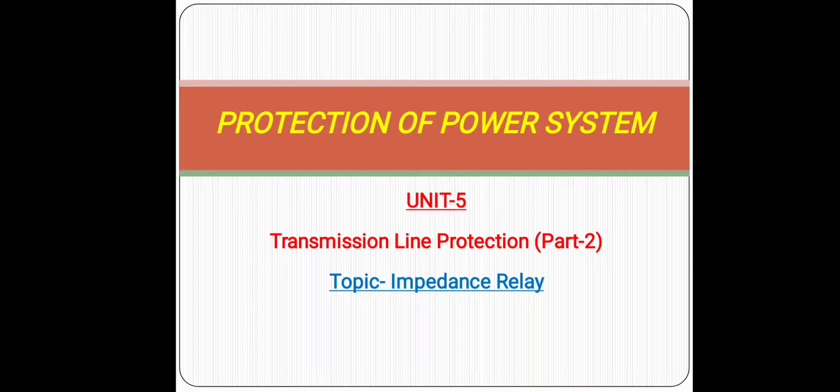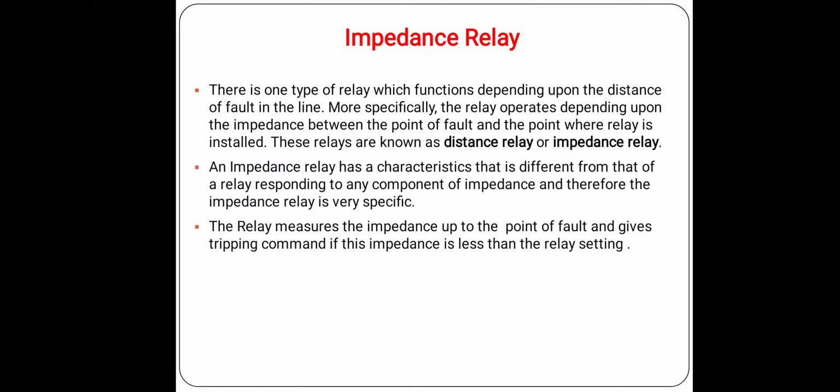But in protective relay terminology, an impedance relay has a characteristic that is different from that of a relay responding to any component of impedance, and therefore the impedance relay is very specific. An impedance relay is a voltage restrained overcurrent relay, and this relay measures the impedance up to the point of fault and gives a tripping command if this impedance is less than the relay setting value of Z or impedance. This relay setting Z is proportional to the impedance up to the reach of the relay.